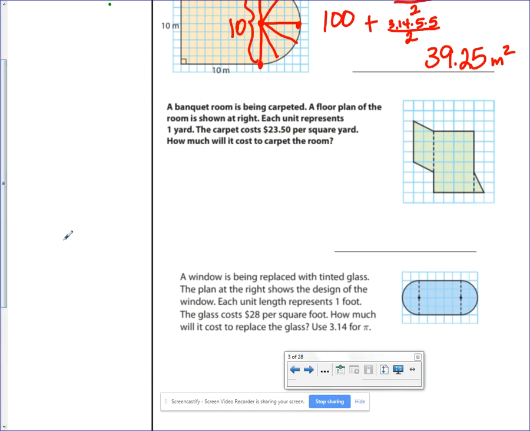All right, we've got 2 more. Let's go. Notice that these are going to take it a little bit further. We have a banquet room that's being carpeted. A floor plan of this room is shown at the right. Each unit on this grid represents 1 yard. Okay, 1 yard by 1 yard. The carpet is going to cost $23.50 per square yard. So how much is it going to cost to carpet this room?